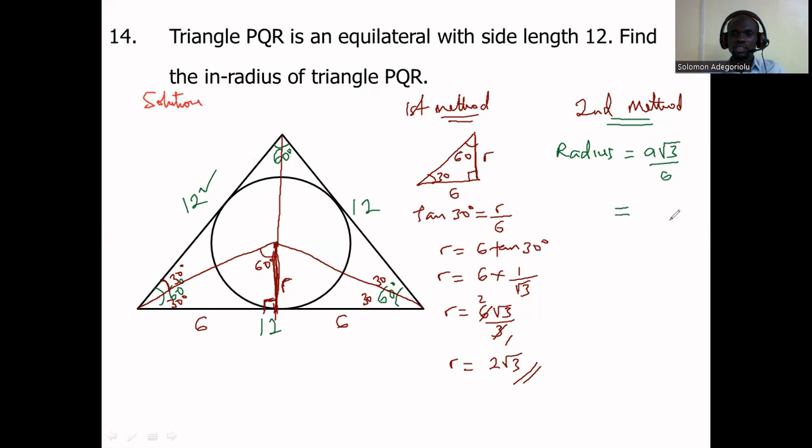So substituting a there, we have 12 root 3 over 6. 6 here 1, 6 here 2. And the final answer is 2 root 3. So this is the solution. You can see that what we have here is the same thing with what we have here. So this is the solution to this question that we have here.